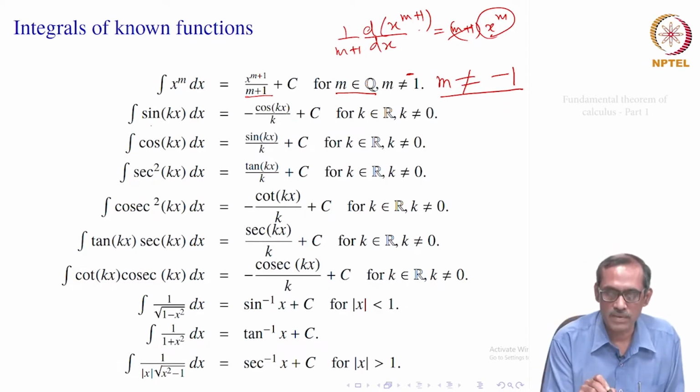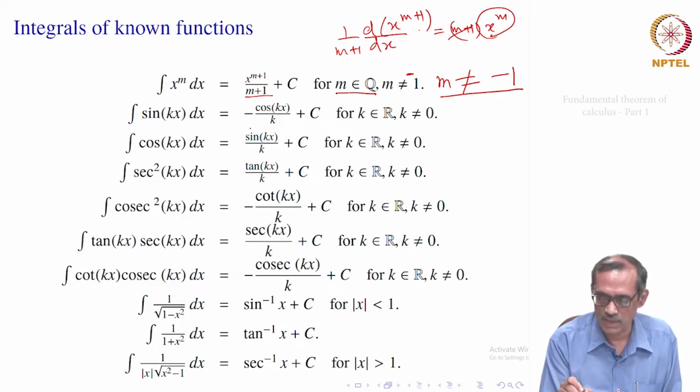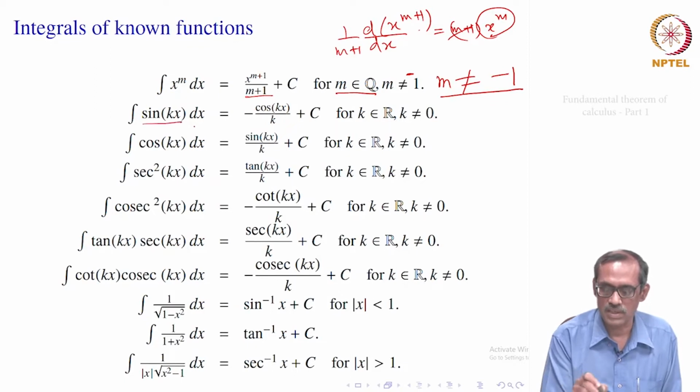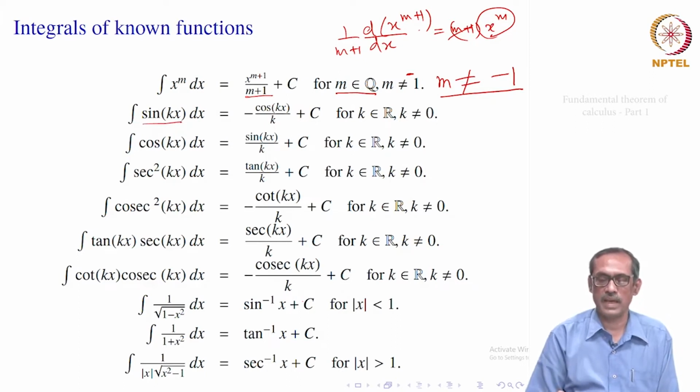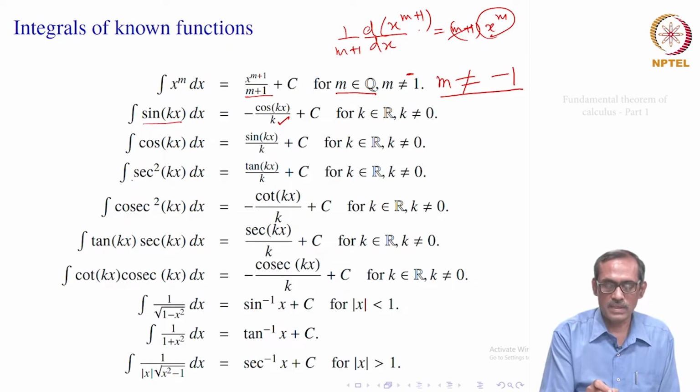Similarly, if you go to sine of k x, if you differentiate the right side, minus cosine k x by k, c anyway will give 0. So, that derivative should be sine k x, and it is. So, we can write the integral of sine of k x dx equal to minus cosine k x by k plus some constant, that is the indefinite integral. Obviously, k should not be equal to 0 to apply this. If k equals 0, you just get c. So, that term is gone. Now, the integral of cosine k x similarly gives sine k x by k, because the derivative of sine gives you cosine.